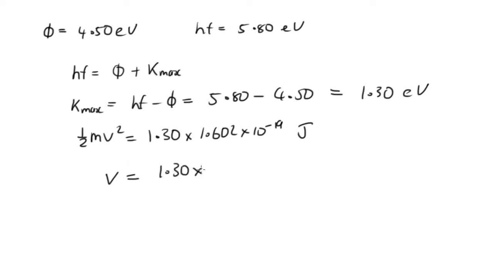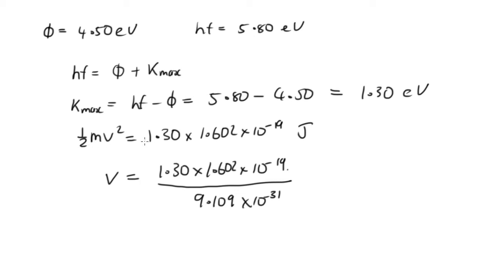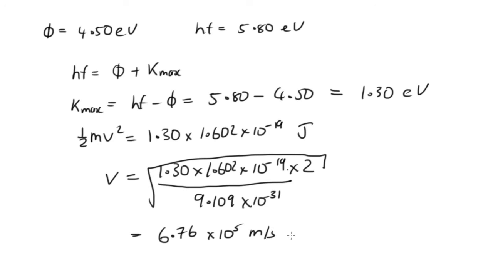So we've got 1.30 times 1.602 times 10 to the minus 19. Then we need to divide by m, which is the mass of the electron, which is equal to 9.109 times 10 to the minus 31 kilograms. And this half, when we divide by a half, it's the same as multiplying by 2. And then we need to take the square root of that. And so solving this on the calculator, we end up with 6.76 times 10 to the 5 meters per second. So it's going pretty fast once it gets knocked out of that tungsten atom.